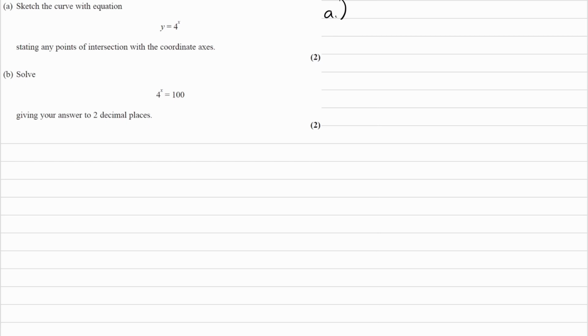So for part A, we're trying to sketch y is equal to 4 to the power of x, and state any points of intersection with the coordinate axes. So the curve that we have here is of the form y is equal to a to the power of x, where a is a number that is bigger than 1.